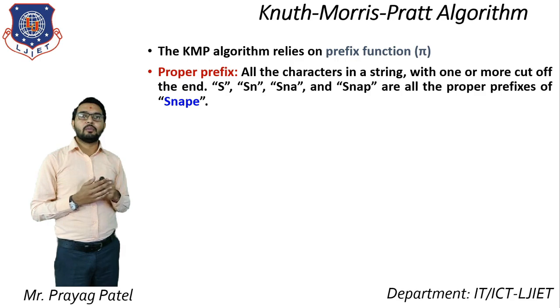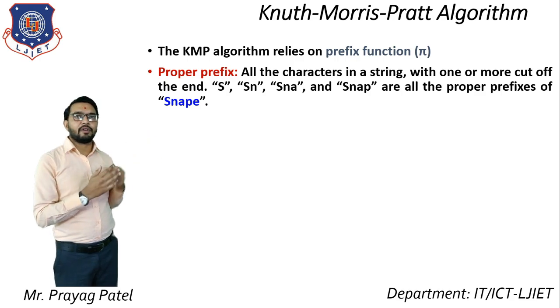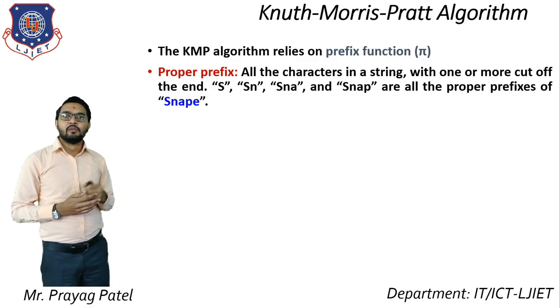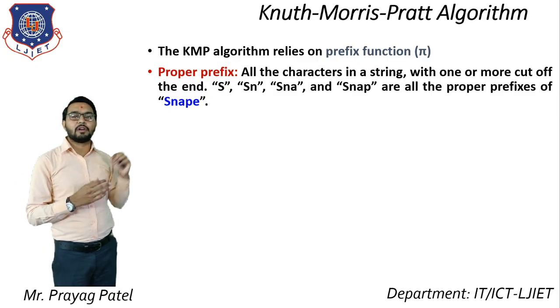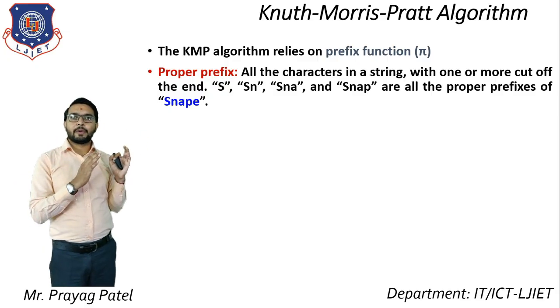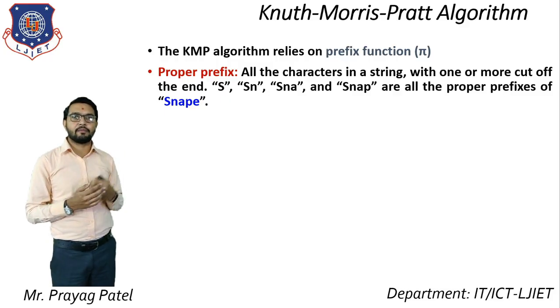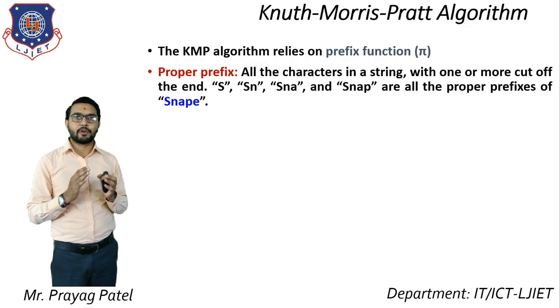The KMP algorithm depends on the pi function. So first you want to find the value of the pi function. For that, consider the prefix function as pi. Now for prefix function pi, you can first find the values of prefix and suffix, meaning first consider the proper prefix.